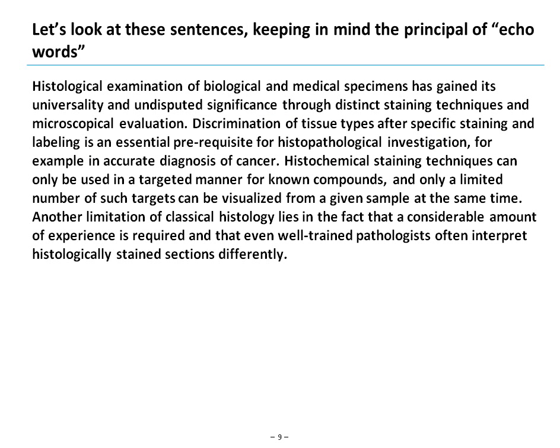First, let's look at the opening two sentences of this paragraph. Histological examination of biological and medical specimens have gained its universality and undisputed significance through distinct staining techniques and microscopical evaluation. Discrimination of tissue types after specific staining and labeling is an essential prerequisite for histopathological investigation, for example, an accurate diagnosis of cancer. So, what's the difference between specimens and tissue? Aren't they really the same thing, since histology is the study of tissue and the cells of that tissue? In that case, let's stick to using the word tissue.